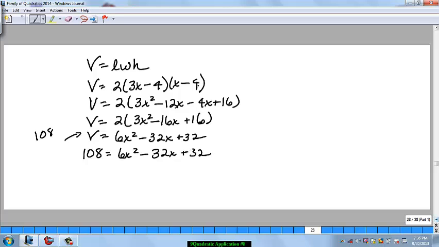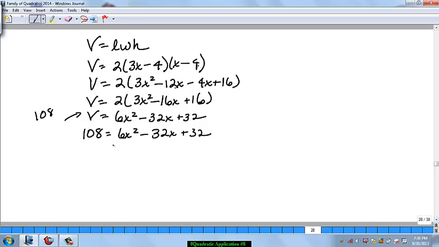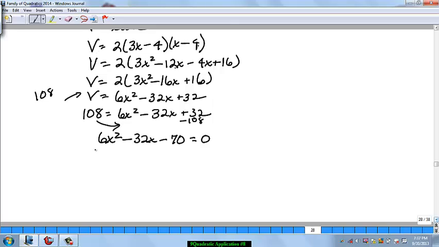Now I'm actually going to find x. I need to find what the value of x is. So I'm going to move the 102 over here. I end up with 6x squared minus 32x, and if I subtract 102, because I'm moving it to this side, minus 70 equals 0. So here's my new equation. Now I just have to solve for x. To make this easier on myself, I'm going to factor out a 2. So I have 2 times 3x squared minus 16x minus 35 equals 0.